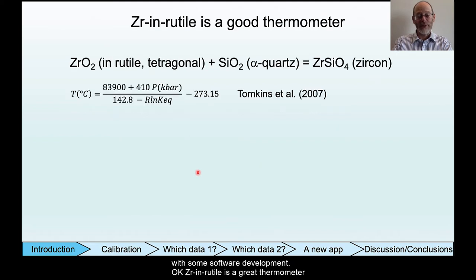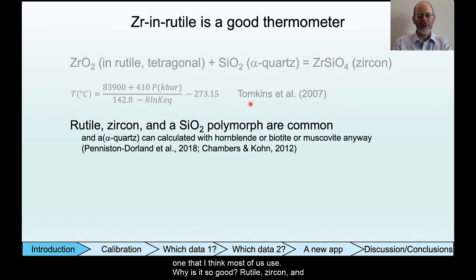Okay, zirconium in rutile is a great thermometer, a simple reaction: ZrO2 tetragonal form in rutile. Alpha quartz reacts to form zircon. Here's the calibration from Tompkins et al., one that I think most of us use. And why is it so good? Rutile, zircon and a silica polymorph are common, and even if you don't have a silica polymorph, you can calculate the activity of quartz from these three minerals.